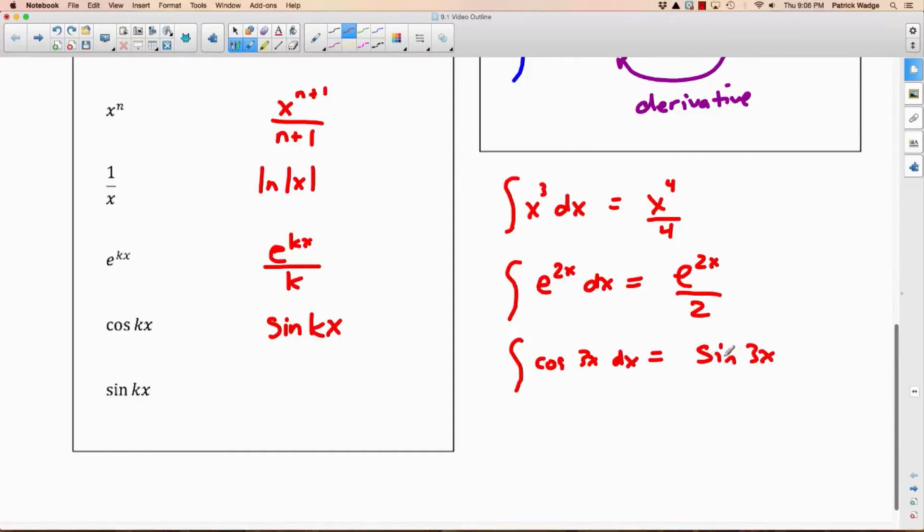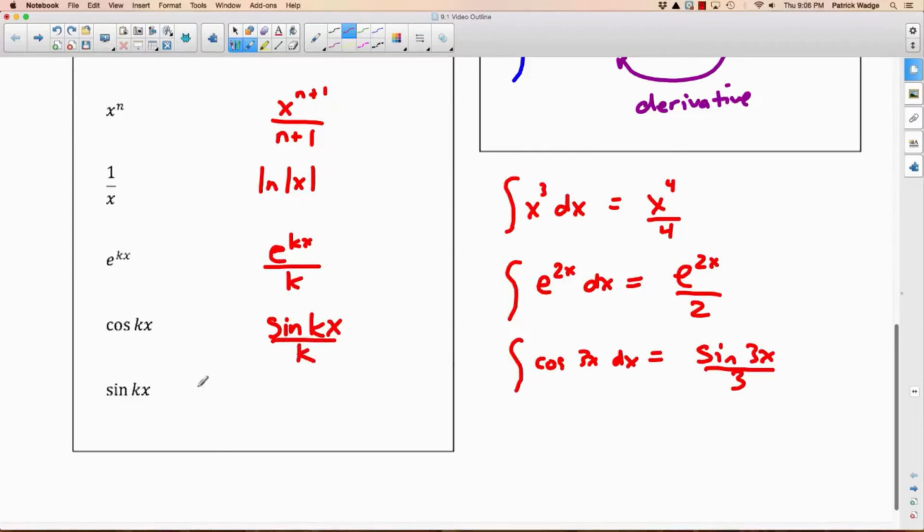Because if we went backwards, the derivative of sine 3x is cosine 3x, but then you'd have to multiply by the derivative of the inner function, which is 3, and we don't have that 3. How come? Because we must have divided this by 3. So your formula for this is sine kx over k.